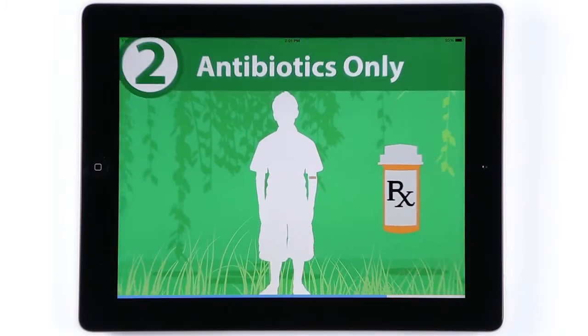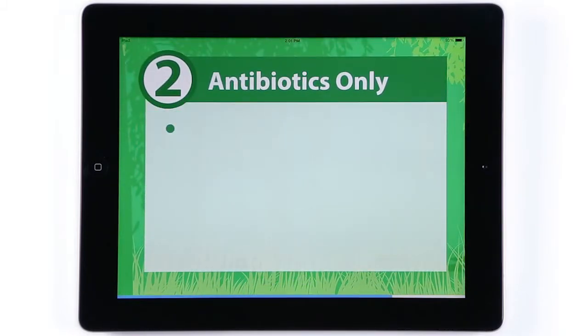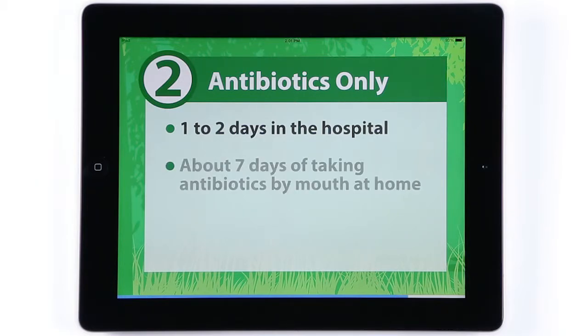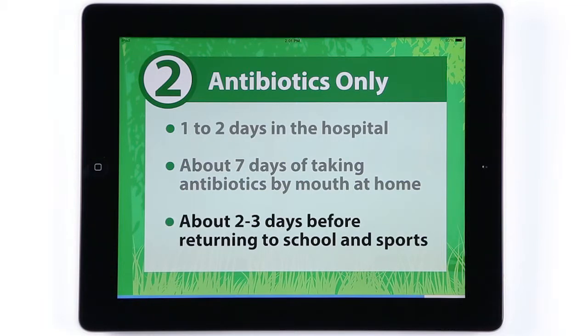Usually, with antibiotics alone, patients stay in the hospital 1 to 2 days. When your child feels better and is able to eat, he or she will continue taking the antibiotics by mouth for about 7 days at home. Children can typically return to all activities, including school and sports, in 2 to 3 days.